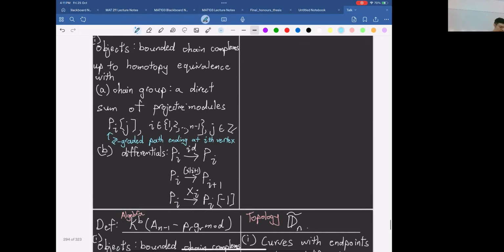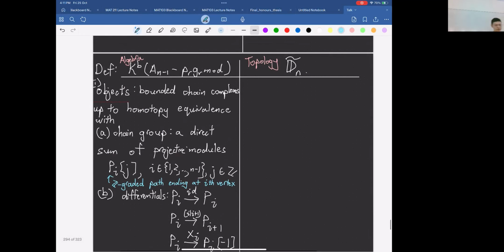Right. How about the differential? To talk about chain complexes, you need to know about differentials also. So what's the map between the P_i? If you go from P_i to P_i, there are two maps. One is the identity map, the other is the x_i map. The x_i map is the loop map, and the identity is just the usual identity.